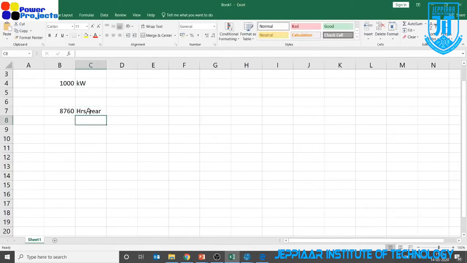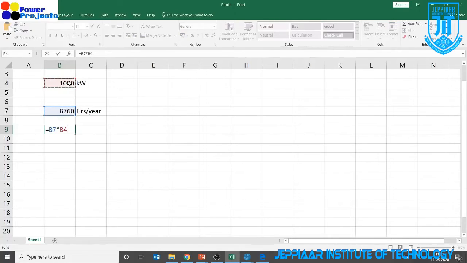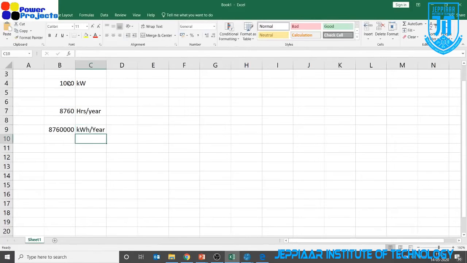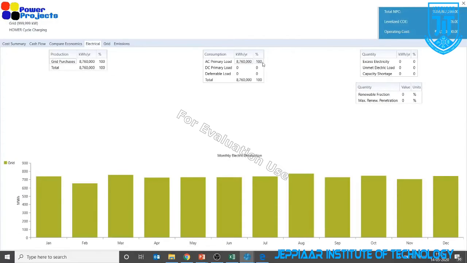If I want to find the total kilowatt hour per year, I need to multiply 8760 hours per year by 1000 kilowatt, which is the rate at which I am consuming. So this is the answer, the kilowatt hour per year. That's the same value you are getting here: 87,60,000 kilowatt hour, or 87,60,000 units. 1 kilowatt hour is 1 unit.